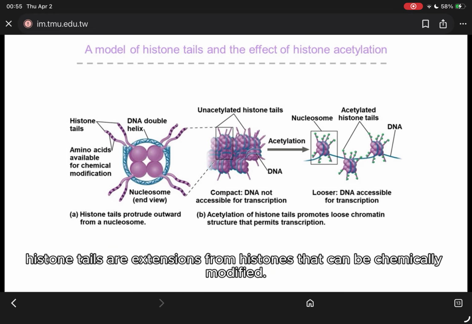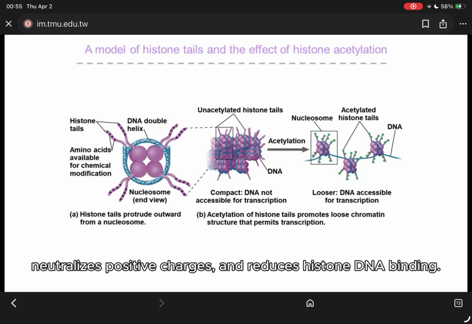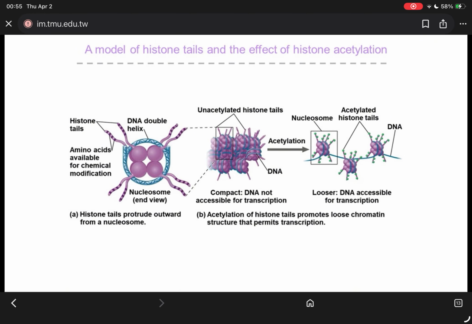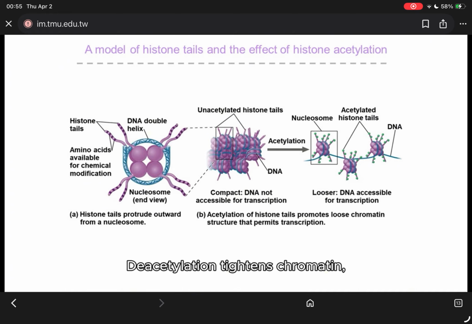Summary: histone tails are extensions from histones that can be chemically modified. Histone acetylation occurs on lysine, neutralizes positive charges, and reduces histone DNA binding. Looser chromatin means transcription machinery can enter, and gene expression increases. Deacetylation tightens chromatin, and gene expression decreases.